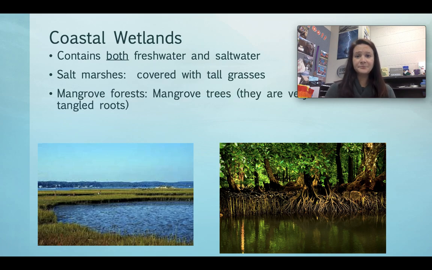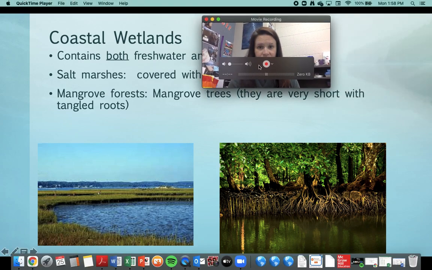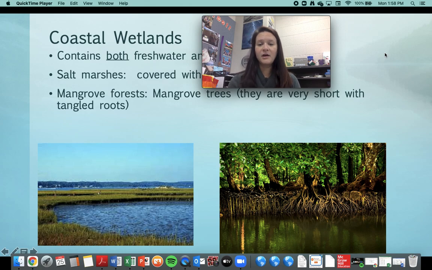And then mangrove forests, which are my favorite. They are covered with mangrove trees. And so these are the trees that look like they're growing out of the water. Those root systems are all sorts of tangled. They're really kind of creepy and weird looking, and I love them. But they go all the way down to the bottom of the water source, that river. It's not really a riverbed, but that coastal area. So those roots go all the way down to the bottom. Very cool.